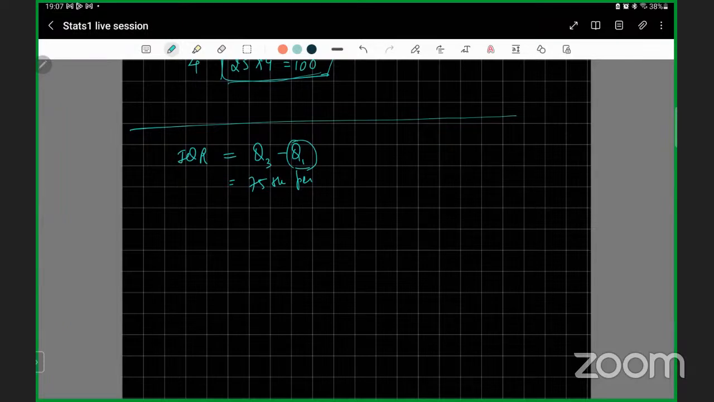So in a way it is not getting affected by outliers. So it doesn't get affected by outliers, and then it is better than range. Range is max minus min.